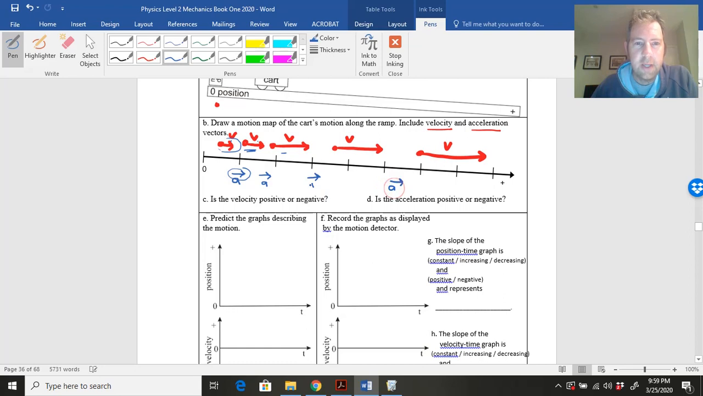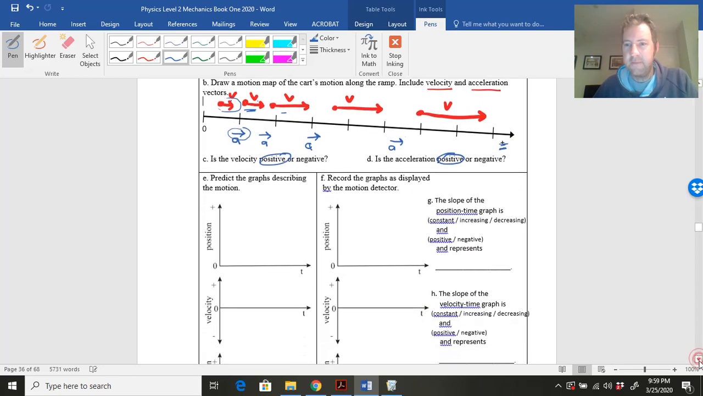Now, importantly, these acceleration vectors are all the same size. And they're all in the same direction. So in this case, is my velocity positive or negative? Here's my positive down here. And my velocities are going in the same direction, so my velocity is positive. Is my acceleration positive or negative? My acceleration is in the same direction as my positive again, so my acceleration is positive.